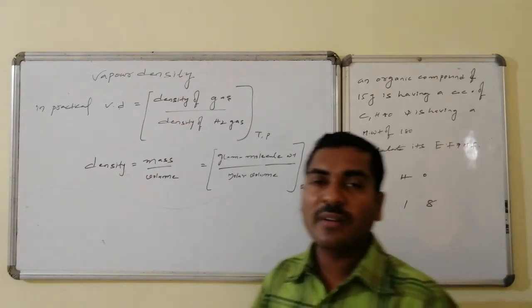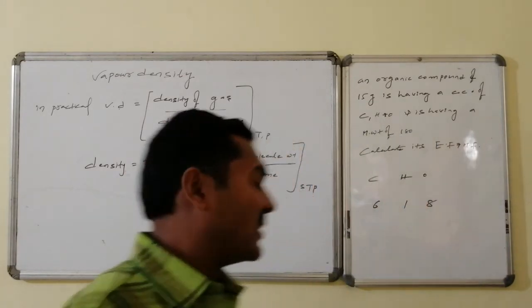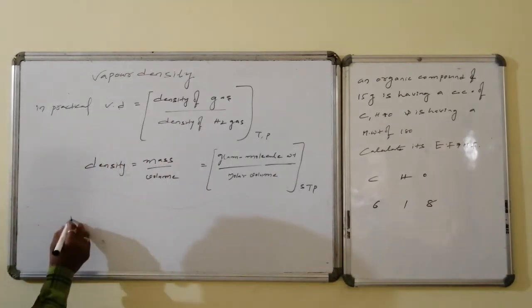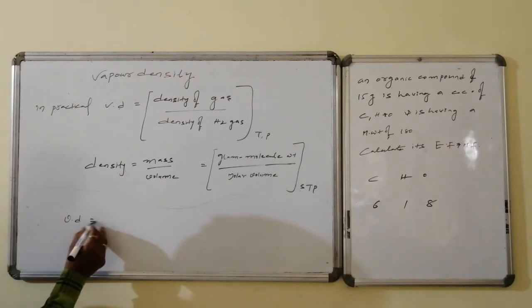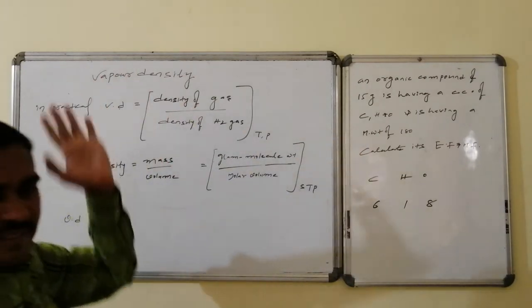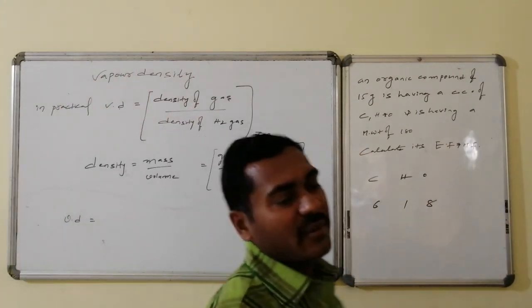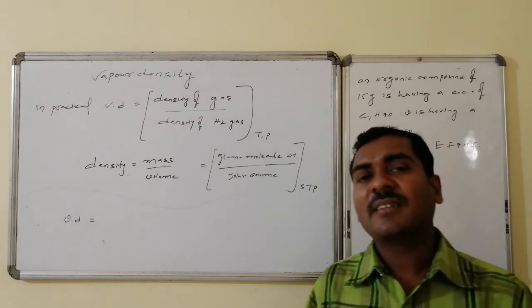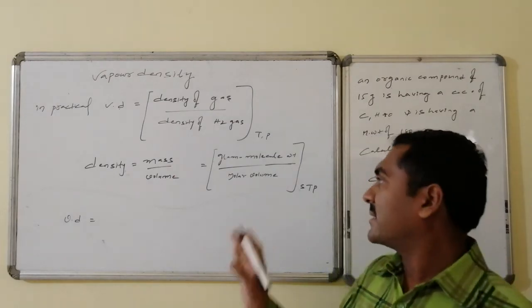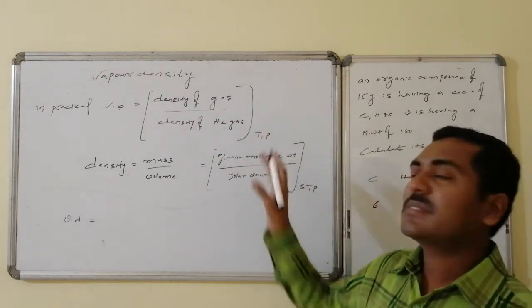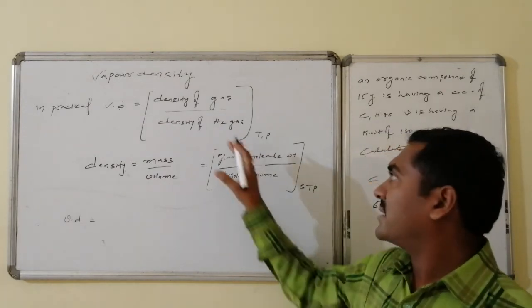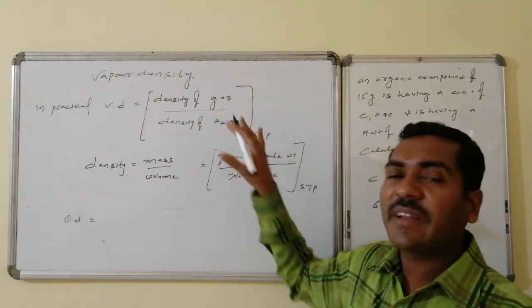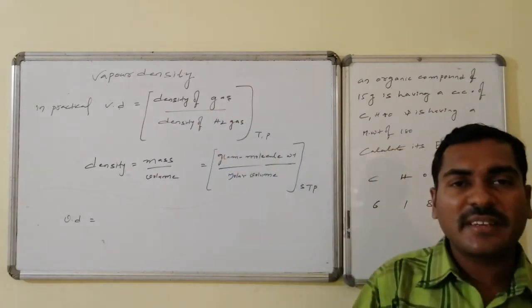Now we will go for vapor density by definition, how it stands and what relation it has. Vapor density, Vd, becomes equal to the density of some gas divided by the density of hydrogen. I don't know that gas, I am just considering it as a gas. Here also the same conditions of temperature and pressure apply, one of which, valid for the gas and for hydrogen, is standard temperature and pressure.